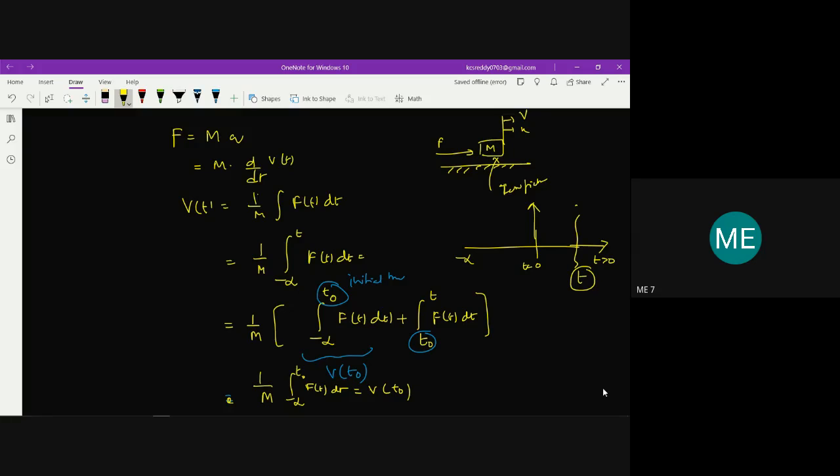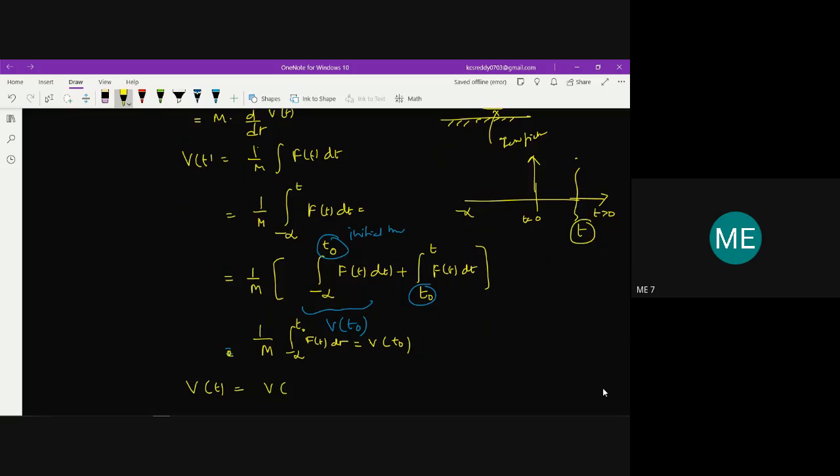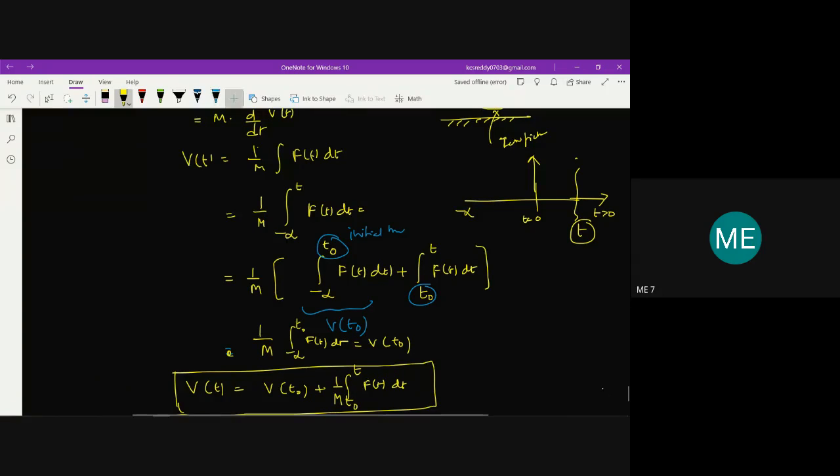So the above equation can once again be written as v of t is equal to v of t naught plus the integral of t naught to t of f of t dt. So the velocity equation is written in this form. It is very clear that the output depends on the initial conditions as well as on the input f of t. The initial conditions are memory effects, which influence the behavior of the system. So the state can be regarded as a concise representation of the past history of the system.